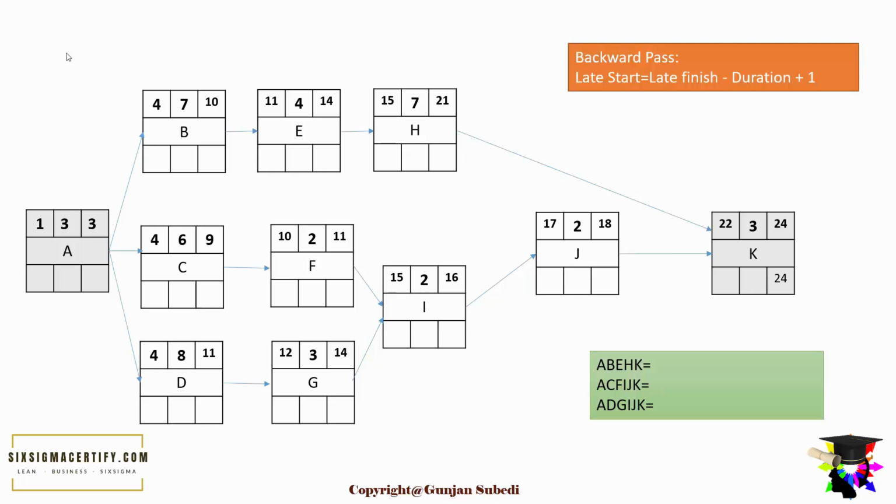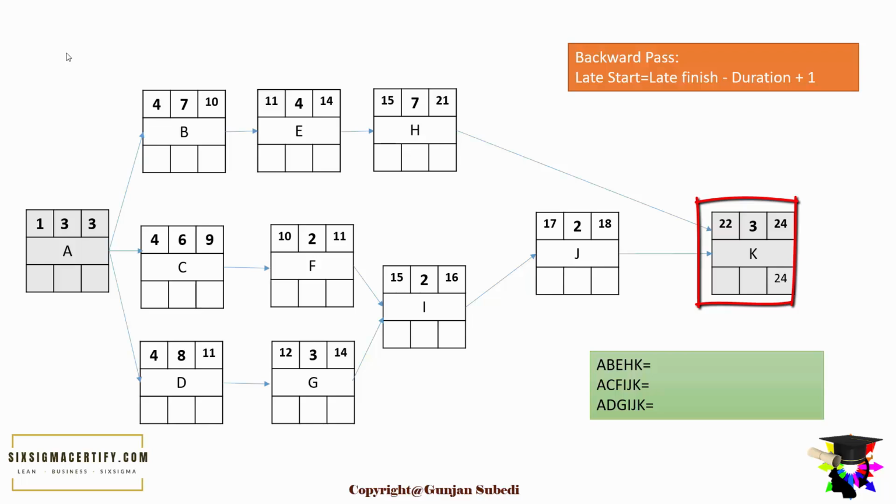There is a formula for the backward pass which helps us to calculate the late start time. Late start is late finish minus duration plus 1. Now coming to this point, we know that the critical path is A, B, E, H, K, as it takes the longest time and it is completed in 24 days, which is the early finish. For the critical path method, the late finish is also the early finish. So our early finish is 24.